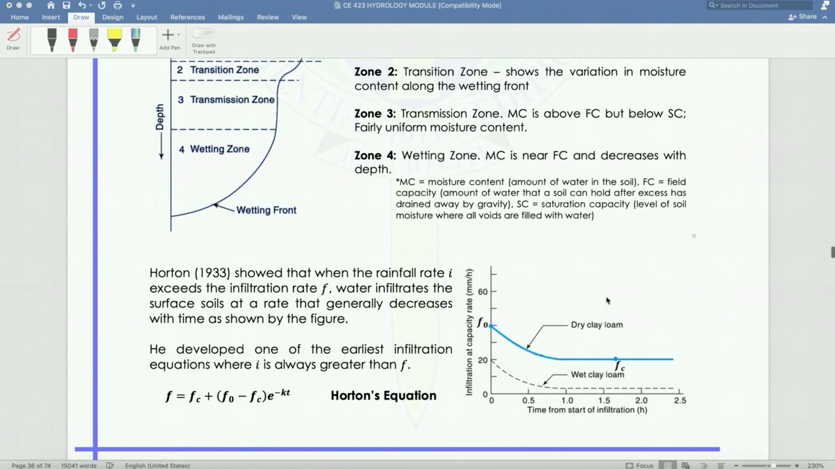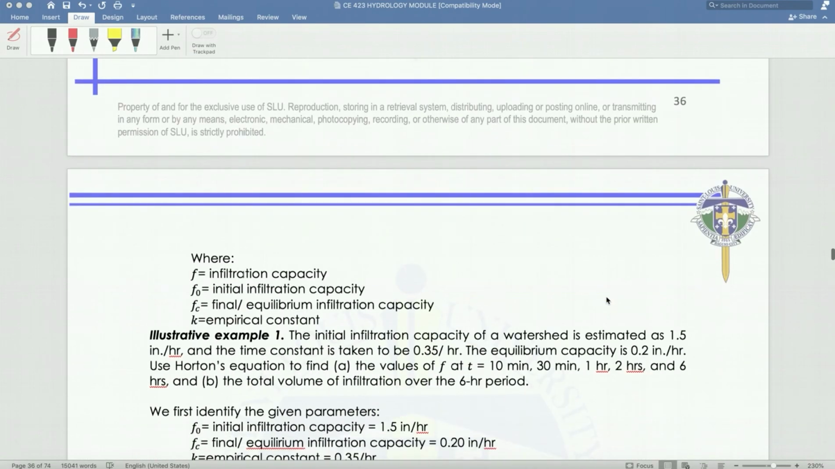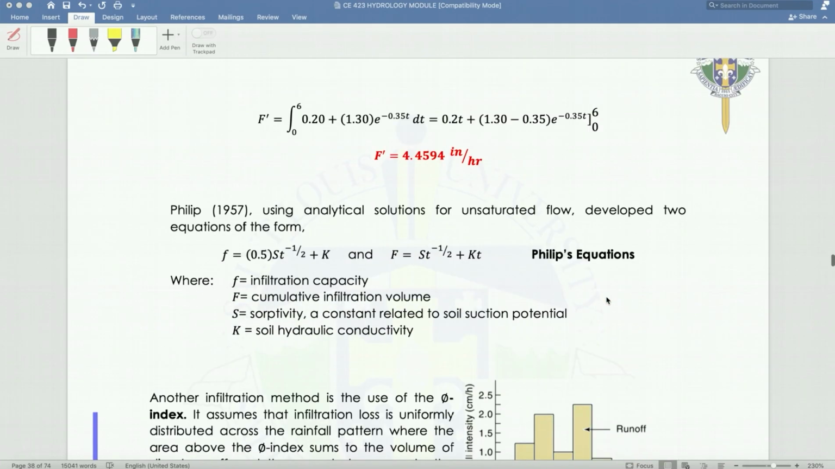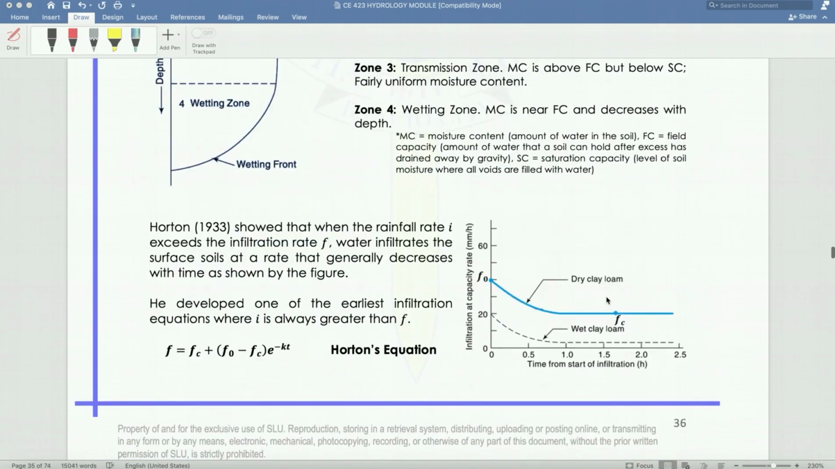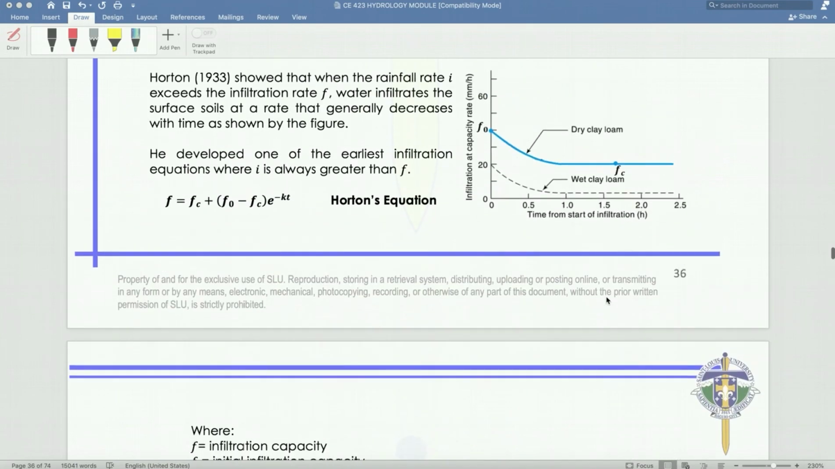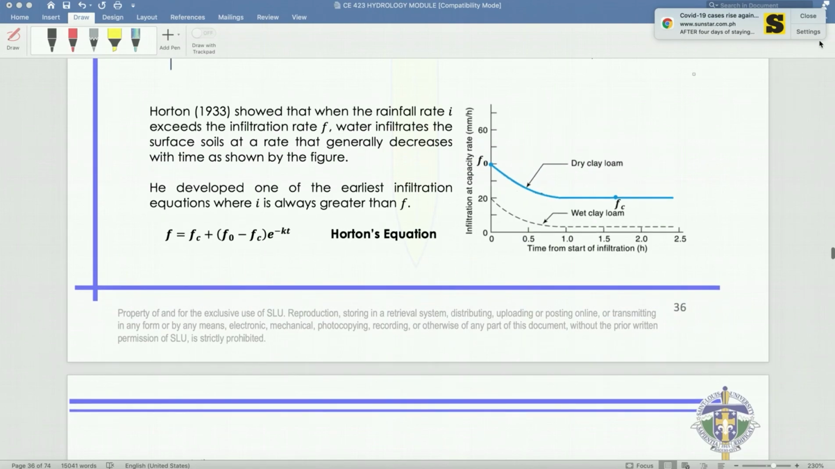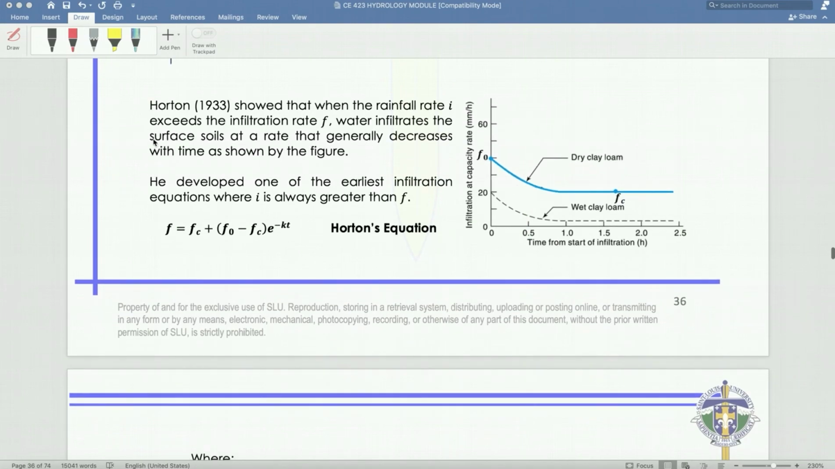MC is moisture content, FC is the field capacity, and SC is the saturation capacity level. Now we have here the different methods that we are going to use in order to solve for the infiltration rate. Okay? So starting off with Horton's equation. Horton in 1933 showed that when rainfall rate I exceeds the infiltration rate F, water infiltrates the surface soil at a rate that generally decreases with time as shown by the figure.